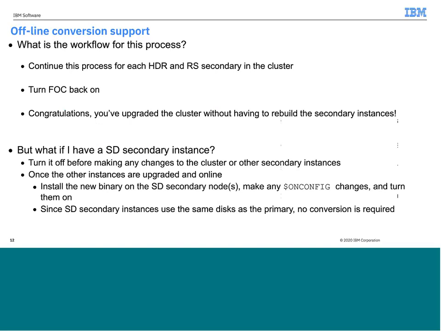reinitialize the secondaries. But what happens if you do have a shared disk secondary? Workflow is exactly the same. However, the very first thing you do is you turn off the SD secondary or SD secondaries. You turn off failover control, you promote the primary, you promote all your other secondaries. Once those are all up and running, you go back to the shared disk secondary, install the binary, make any on-config changes, turn that one back on. And because it's using the same disk as the primary, it's not going to go through any conversion changes, and it just pops back into the cluster, and life is great.